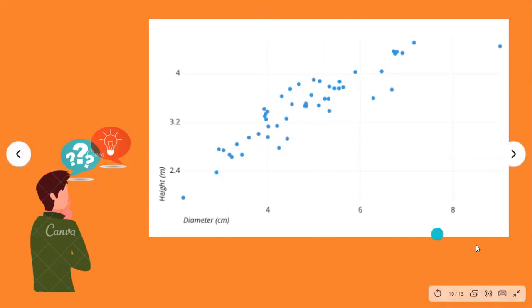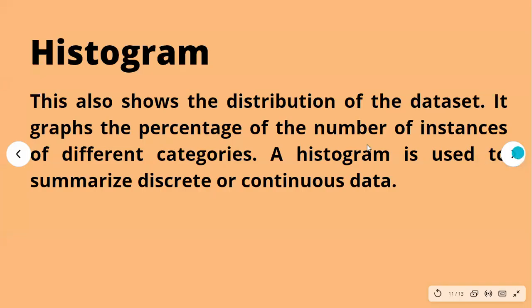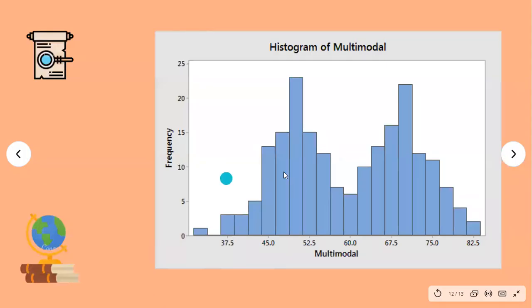Now, for the fourth one, we have histogram. This also shows the distribution of the dataset. It graphs the percentage of the number of instances of different categories. A histogram is used to summarize discrete or continuous data. Let's see an example. So here, histogram is a bar chart also. This is used in frequency distribution.